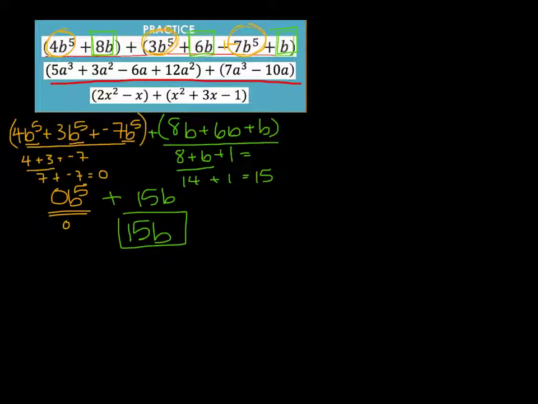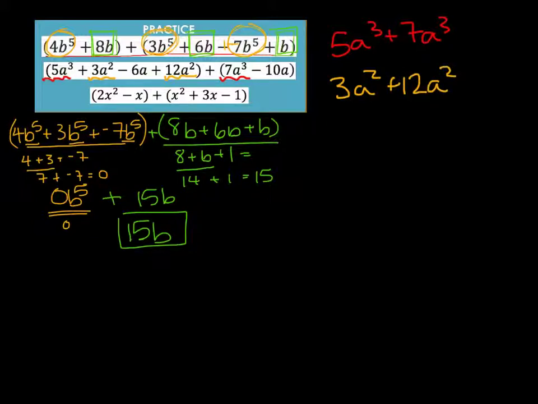Let's identify all of our a's to the third with a little squiggle line. We have a squiggle line there and squiggle line there. So we have 5a to the third plus 7a to the third. So those are those like terms. Let's now find a couple of other like terms. Here's our a squared like terms. We'll do a yellow squiggle line. So we have 3a squared plus 12a squared. Last but not least, we have negative 6a and negative 10a. And I say negative because those are essentially adding a negative. They're not just subtraction. So negative 6a plus a negative 10a.